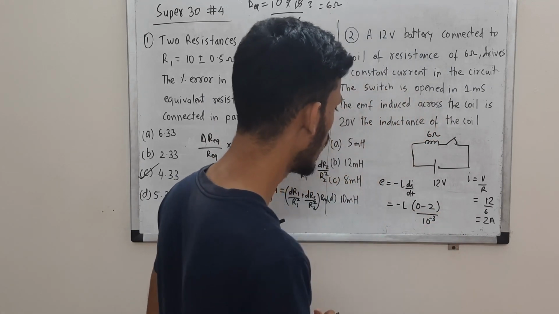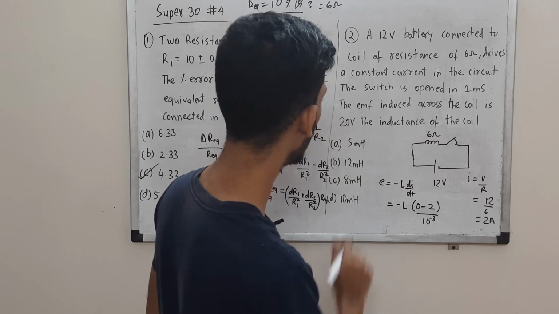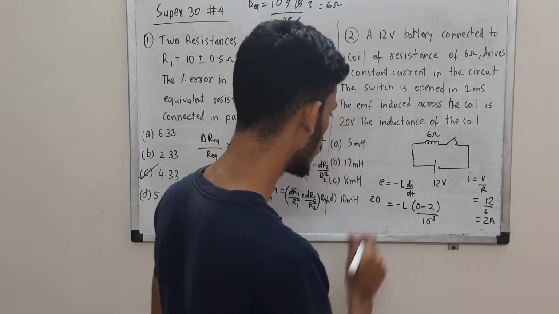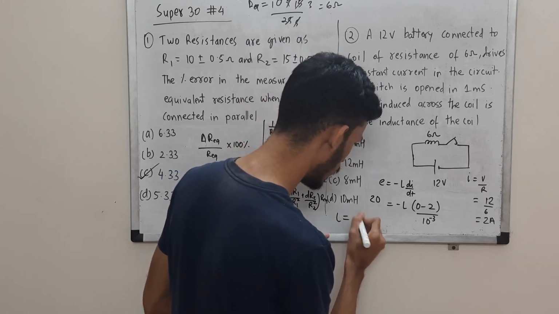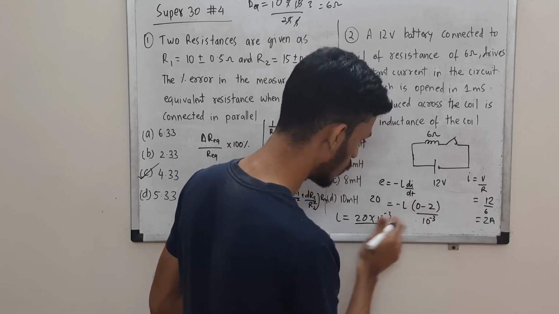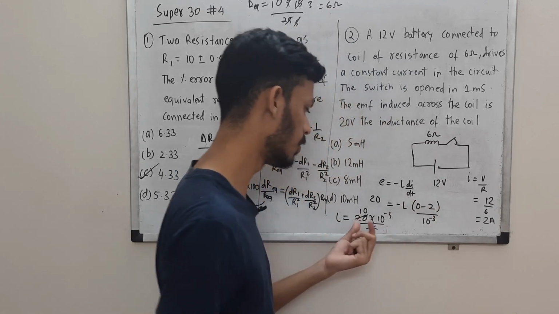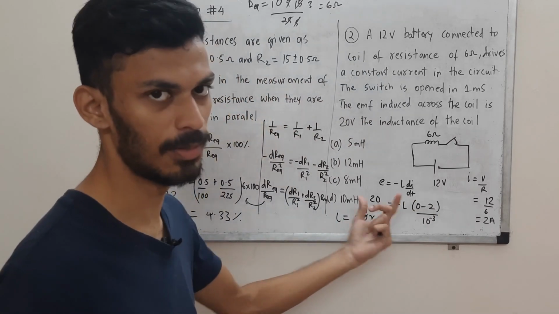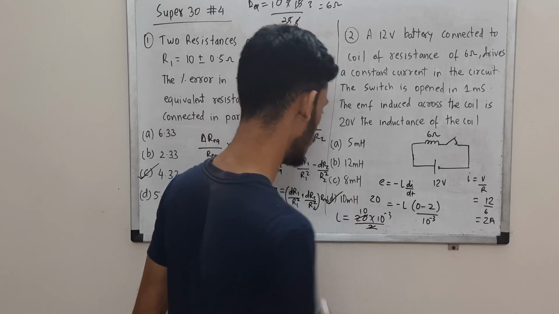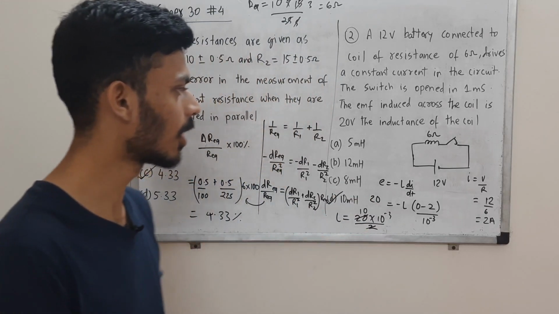And the EMF induced is actually given, right? Yes, 20. So 20 is given. So you are supposed to find this L. It's pretty straightforward now. 20 into 10 to the power minus 3 divided by this 2, right? This minus sign will cancel, and you'll have 10 into 10 to the power minus 3, that is 10 milli, right? So this is 10 millihenry. Henry is the unit of inductance. So 10 millihenry, that is your answer.